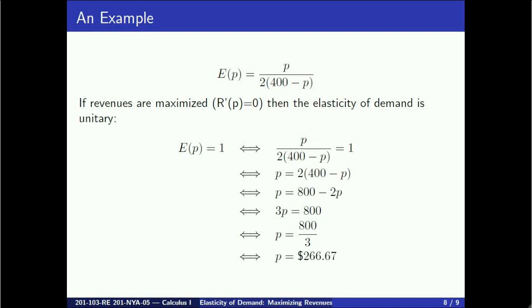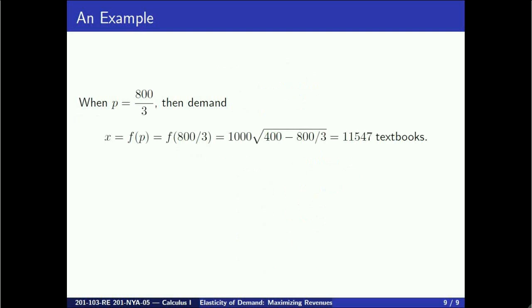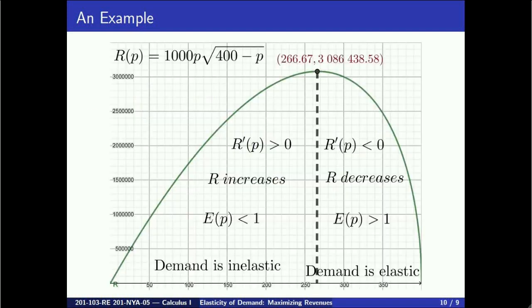$266.67 per unit. Replacing this value into f of P gives the corresponding demand, which is of 11,547 textbooks. By multiplying the demand by the unit price, we get the maximum revenues, which is $3,086,438.58. On the following figure, we have added the corresponding coordinates of the vertex.